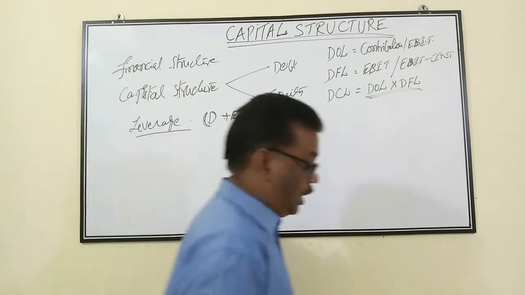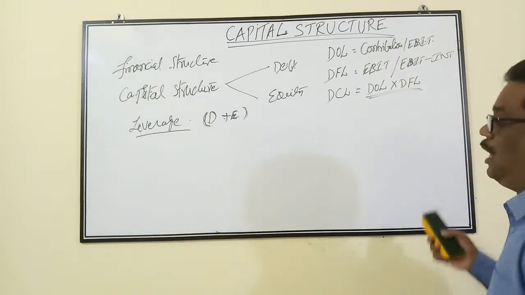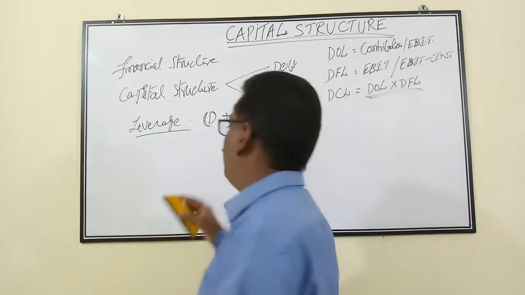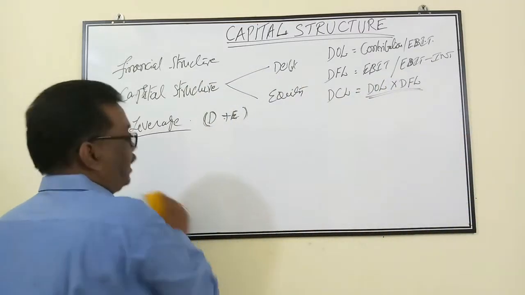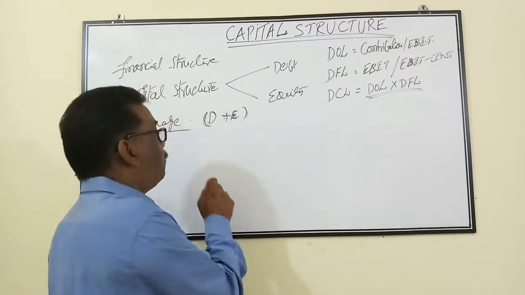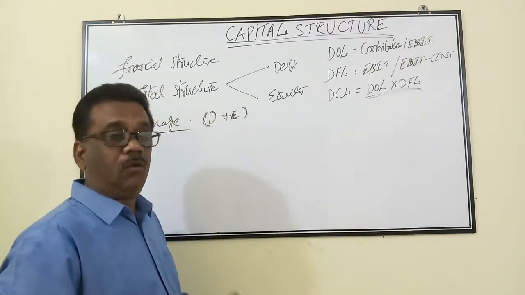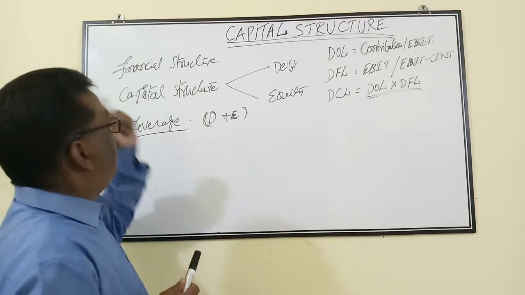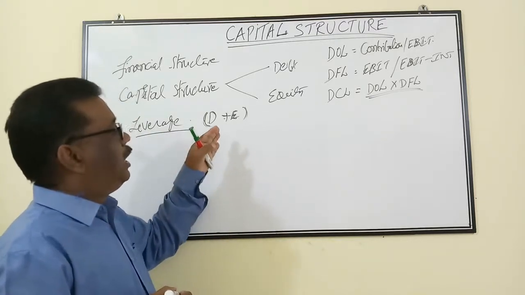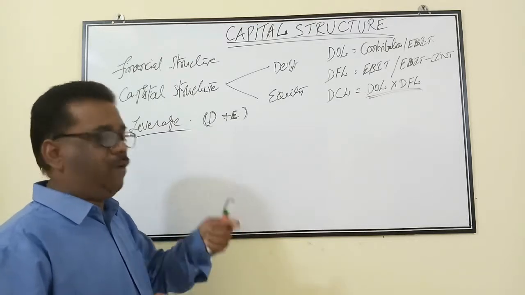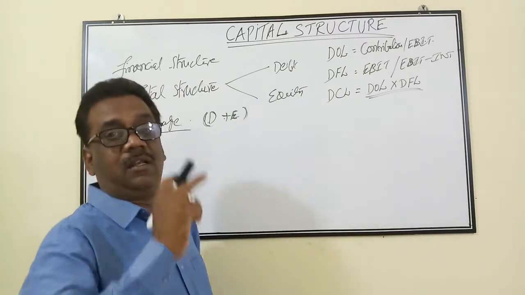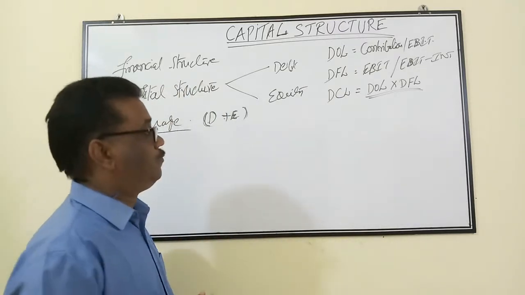Having understood debt and equity, leaving aside the preference shares, what is debt? Debt means a long-term loan or a debenture. See, in the debt and equity mix, if debt is included in the capital structure, it is a levered form. What does it lever? It enhances the return to the shareholders.